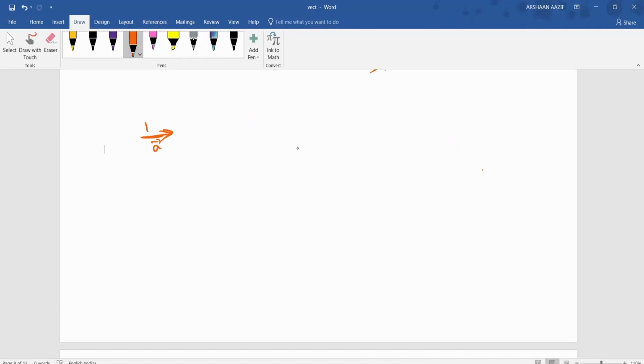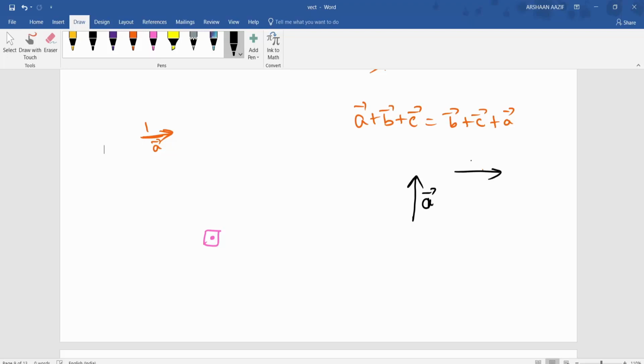Vector addition is always commutative. So a vector plus b vector plus c vector is also equal to b vector plus c vector plus a vector. Now let us take the same condition. I have a body here. Let us say I have three vectors. Let me represent the three vectors. This is vector 1, which is a vector. This is vector 2, this is b vector. And this is vector 3, which is c vector. Now all are equal in magnitude and their directions are already mentioned.